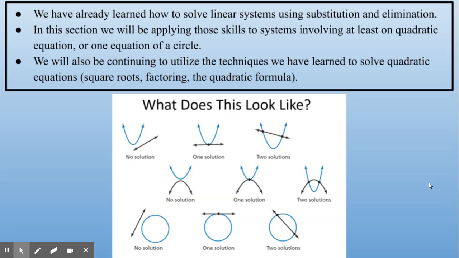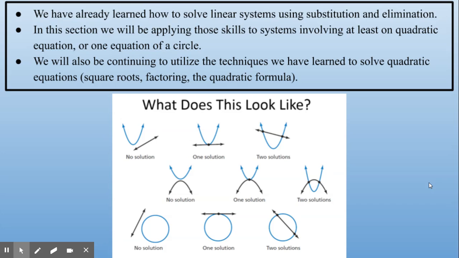And we're then going to have to utilize the techniques that we've learned in the previous sections on how to solve these quadratics. So using the square root method, factoring, the quadratic formula, completing the square if you want to. Those will be utilized to get rid of the square so we can find our x values. Because now we're going to have, as you can see below, one solution, two solutions, or even no solutions.